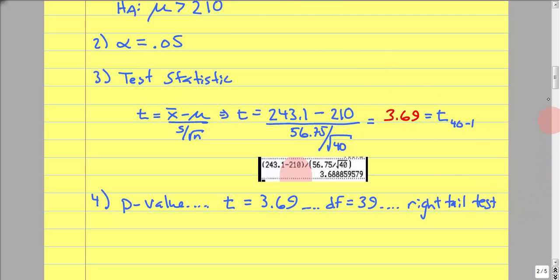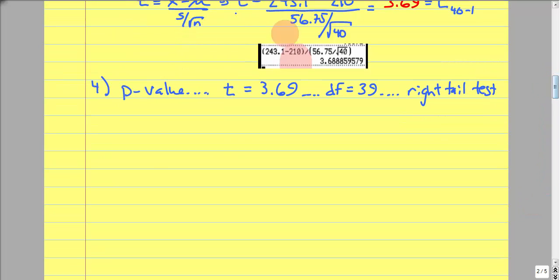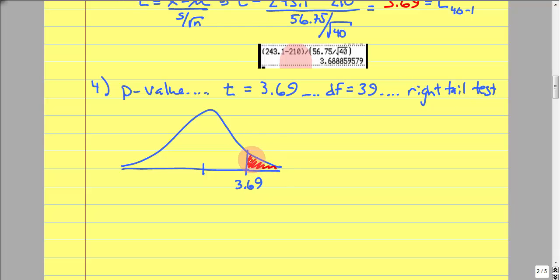Now we're going to run into a problem right away when we get started with this. We'll sketch up our t-distribution shape. My mean is at 0. Here's 3.69. My right tail test means greater than, so this is my area. So this is my p-value. Now this is the t-distribution with 39 degrees of freedom.